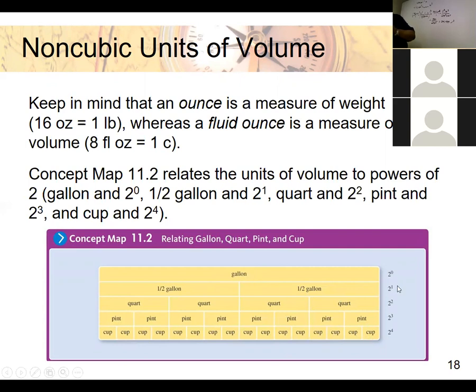And if you look on the right, you'll see that it's in base 2 here. 2 to the 0, that's similar to 1 gallon. 2 half gallons, that's 2 to the 1. And then 4 quarts, that's 2 squared. 8 pints, 2 to the 3rd. 16 cups, 2 to the 4th.